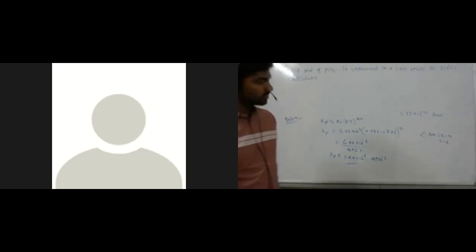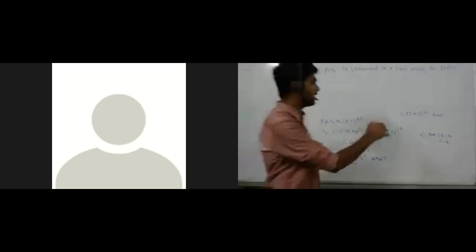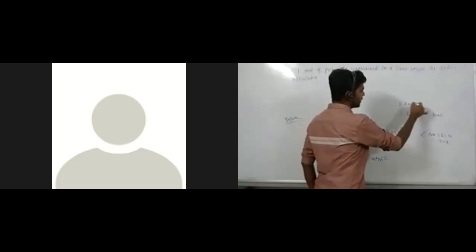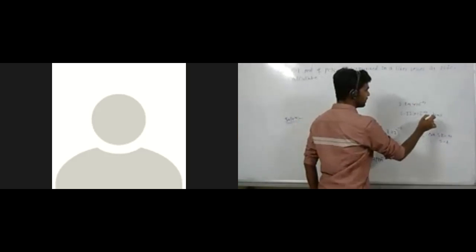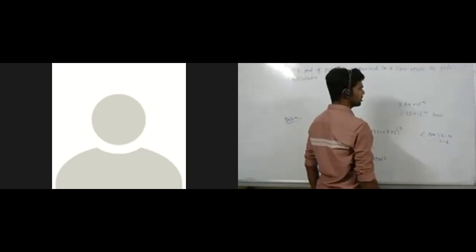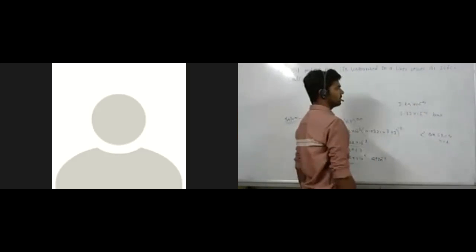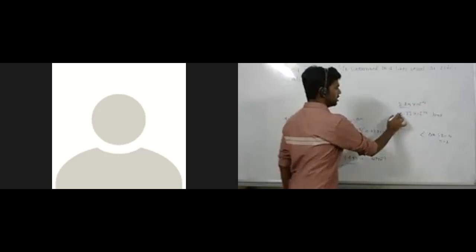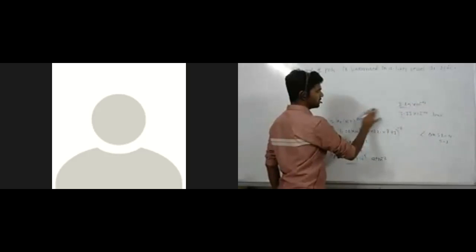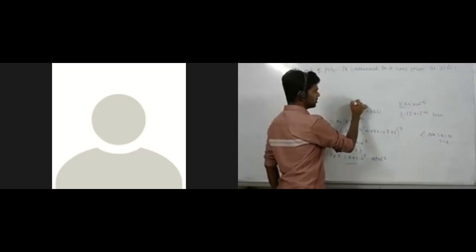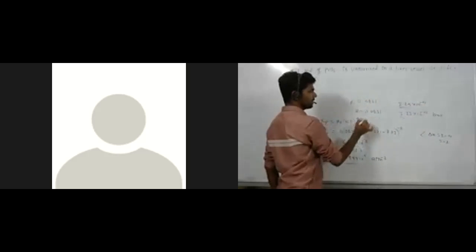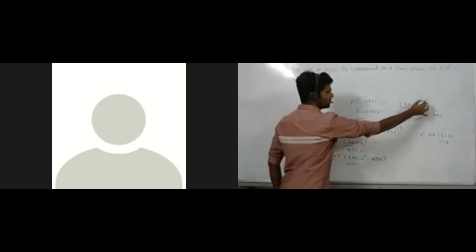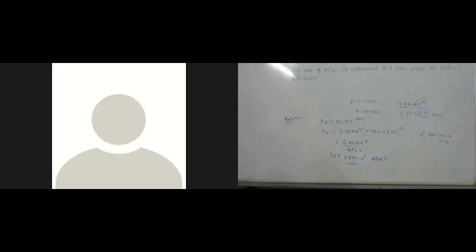This is actually in bar. If in atm, how much did you get? 3.29 into 10 power minus 4. Not minus 8; that much difference you got. No, sir, it's 10 to the power minus 4 only. Somewhere the power went wrong. Here we are taking R in bar units, 0.0831, and here we are taking 0.0821 only, so only this value changes. This much big a value cannot change. I think you made a calculation mistake somewhere else. Check.